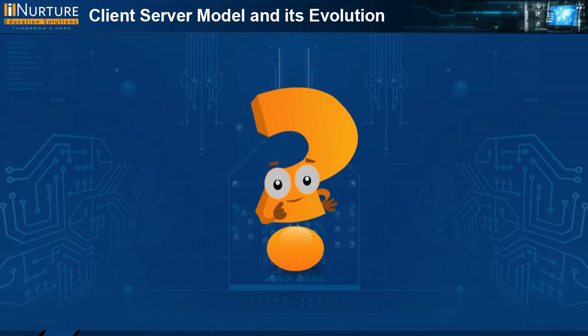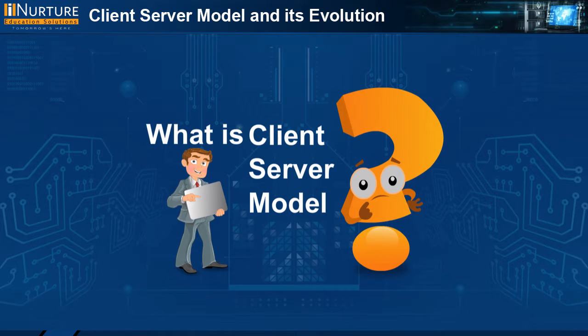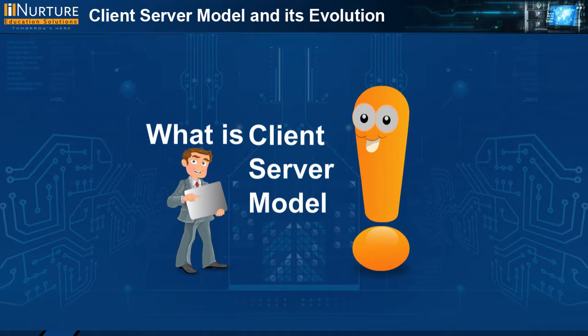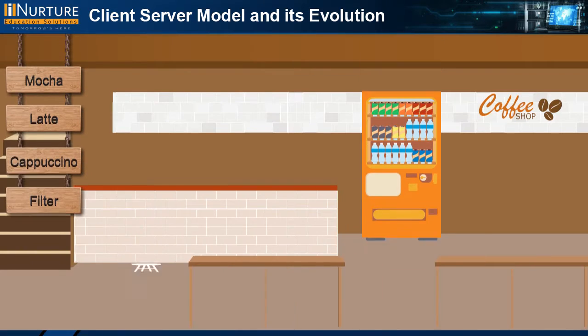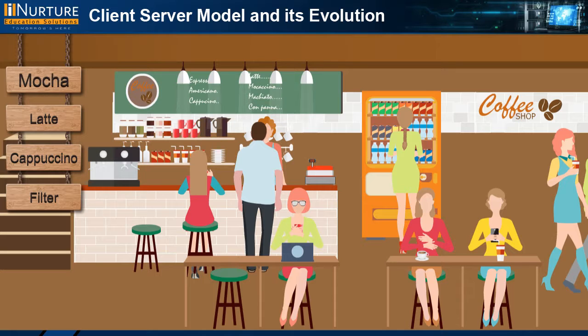To understand the evolution of a client-server model, you need to understand what a client-server model is. Well, it is not very complicated. It is just like a coffee shop. In a coffee shop, the customers walk in and ask for what they want. Based on the need of the customer, the coffee is prepared and served. It can be mocha, latte, or plain simple filter coffee.